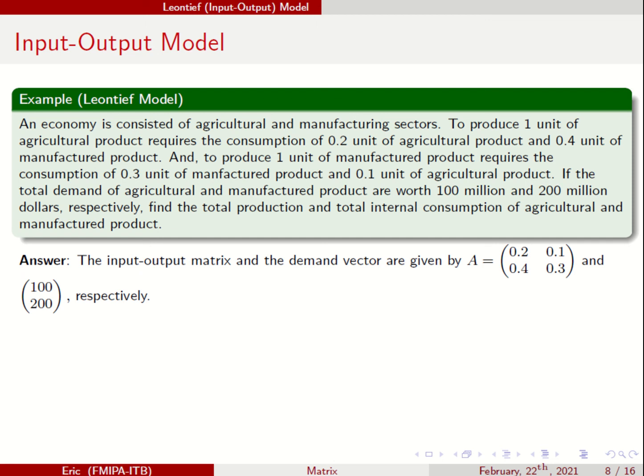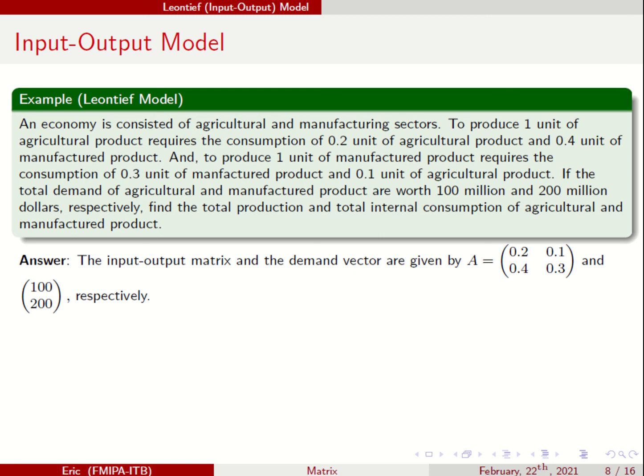Okay. So 1 unit of agricultural requires the consumption of 0.2 and 0.4. And to produce 1 unit of manufactured requires 0.3 manufactured and 0.1 agriculture. Don't forget, you have to follow the order AM. If the total demand of agricultural and manufactured products are worth 100 million and 200 million dollars respectively, find the total production and total internal consumption of agricultural and manufactured goods.